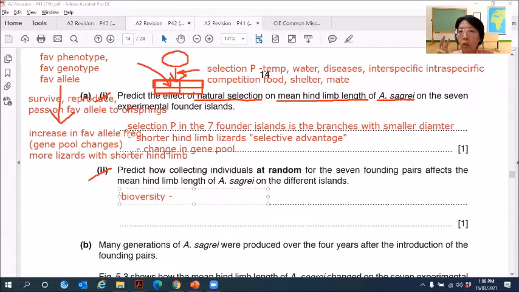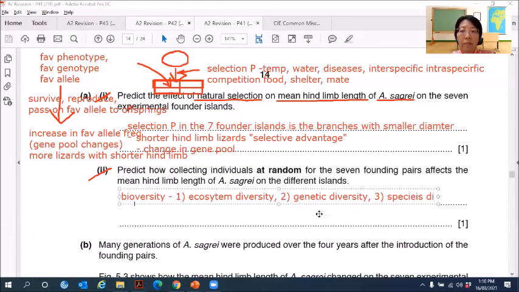Remember, you learned that biodiversity has 3 levels, right? So the first level is ecosystem diversity. And then the second one is genetic diversity. And the third one is what? Species diversity. Okay, so when you do random sampling, in this case I'm sure they also do random catching. It's similar to random sampling.